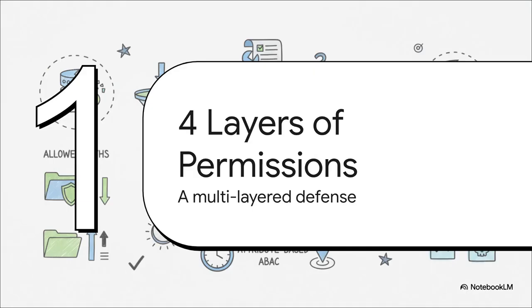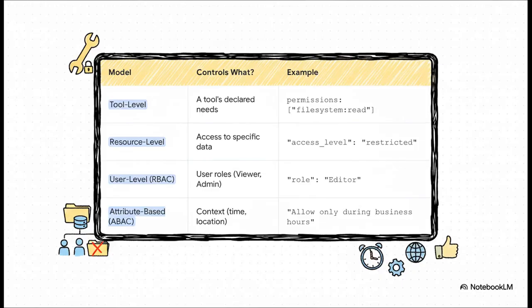Now, to really put this principle into practice, you've got to think in layers. We're going to look at 4 key models for controlling access on your platform, and when you use them together, they create a really strong, multi-layered defense. These layers all work in concert. At the very top, you have tool-level permissions. This is where the tool itself says, hey, I need to be able to read the file system. Simple enough. Then you get more granular with resource level, which controls access to a specific piece of data.